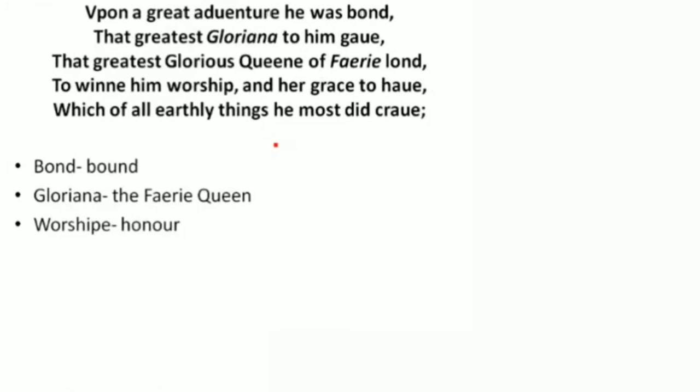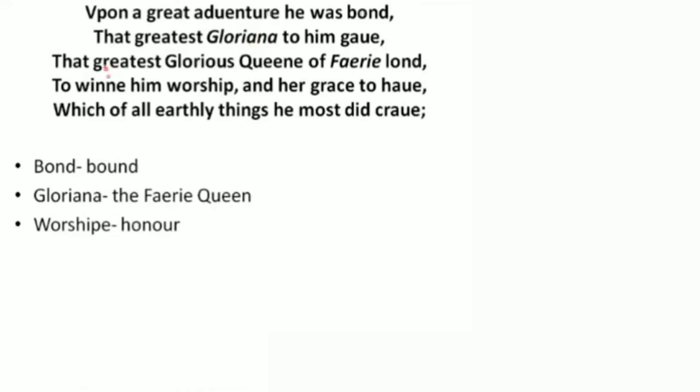Upon a great adventure he was bound. So he was on his way to a great adventure. The greatest Gloriana to him gave. The greatest Gloriana. So here, as we talked about this earlier also, the plan of the book was that there will be a feast. Each date will be arranged by Queen Gloriana, who is the queen of the fairy land. And on the other hand, if we look at the political allegory, Gloriana may represent the Queen Elizabeth.